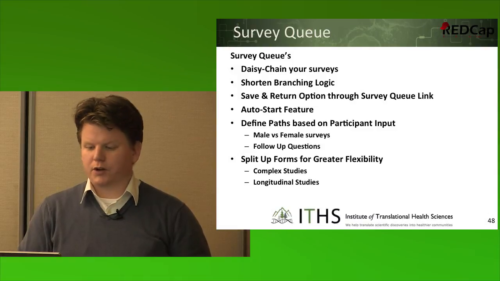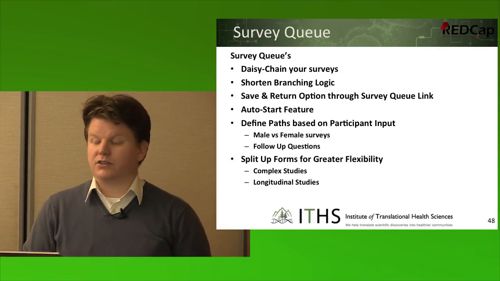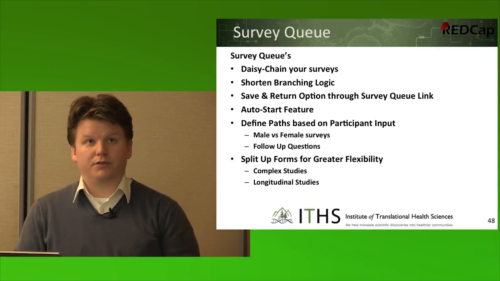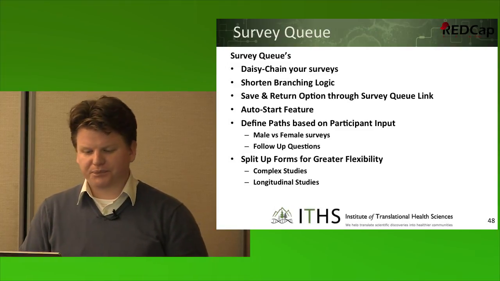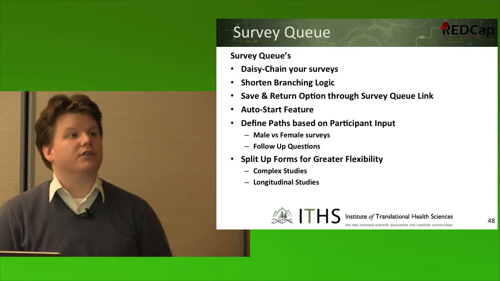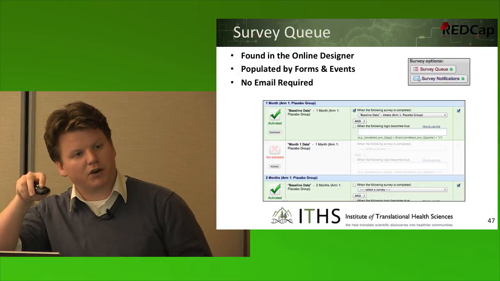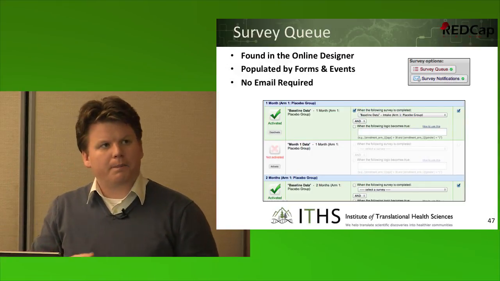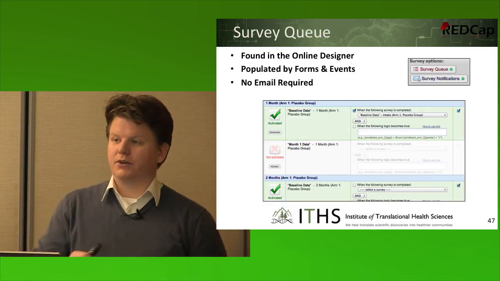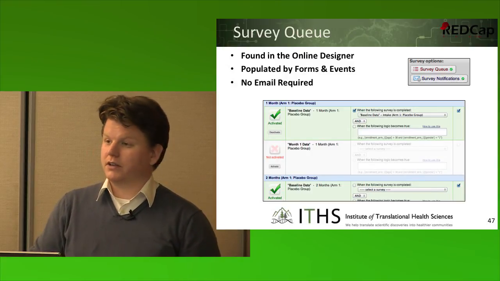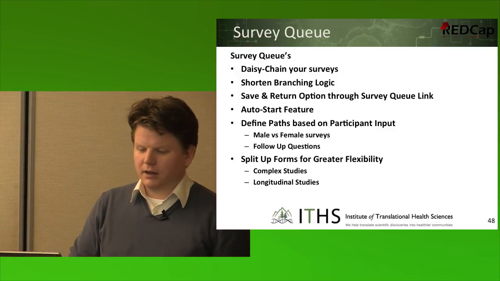There is a save and return option to the survey queue link, because the survey queue link is unique to the record and doesn't expire. So people can always come back to their survey queue link to see whether there are any additional surveys they still need to fill out or edit. Use the auto start feature. It's this little checkbox behind each survey queue item. If you don't turn auto start on, people first get to see an overview of all the surveys they still need to fill out, and then they can click on whichever survey they want. If you use auto start, the next survey automatically starts, hence the name.